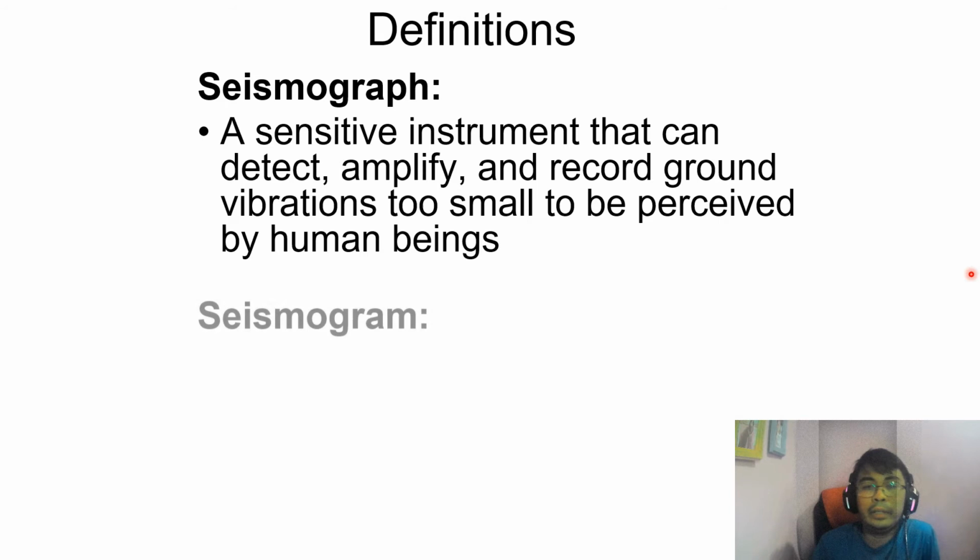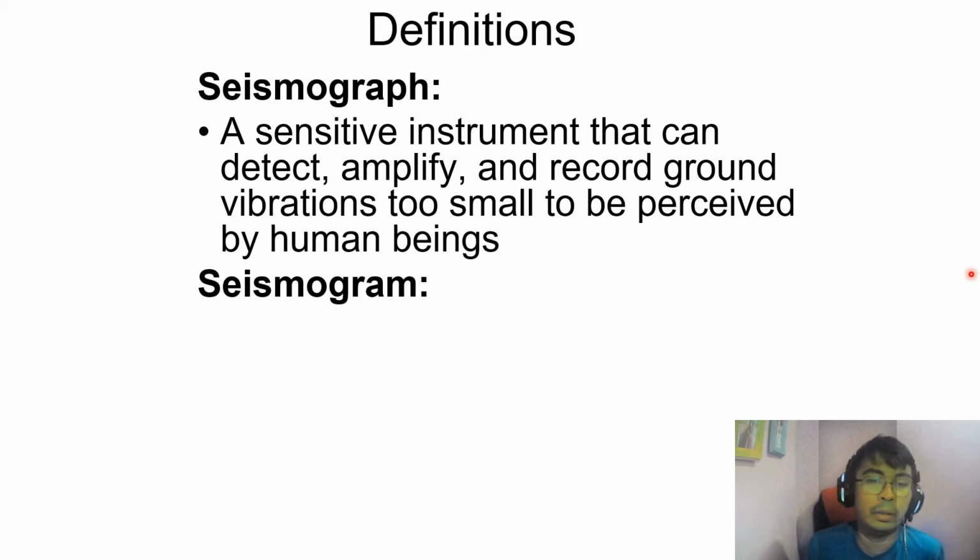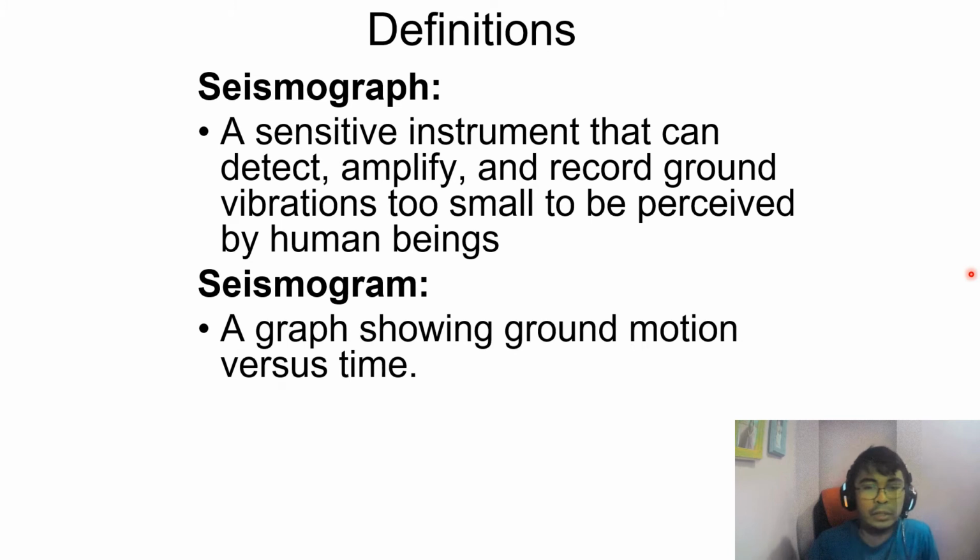Okay. On the other hand, we have what we call the seismogram, which is a graph showing ground motion versus time. Okay. So ulitin natin ha. Itong isa, which is the seismograph, it's an instrument. Seismogram, it's a graph. Okay? So magkaiba po yun ha. Never interchange these two terms or two concepts. Okay? Kasi madalas nalilito or nakakalimutan na yung isa ay instrument, yung isa ay just record from or generated by that instrument.